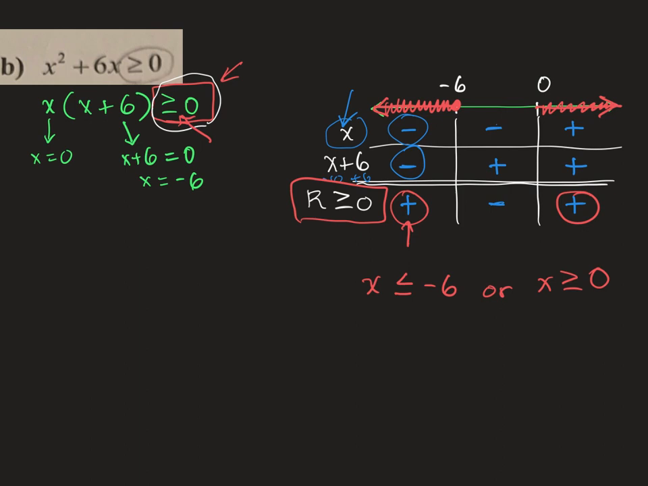So any numbers in those two regions, when subbed in for x in the original inequality, would give us a result that was greater than or equal to 0. And there we go. That's how you solve a quadratic inequality.